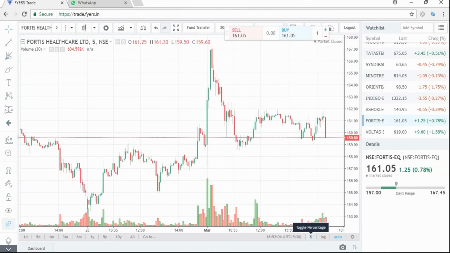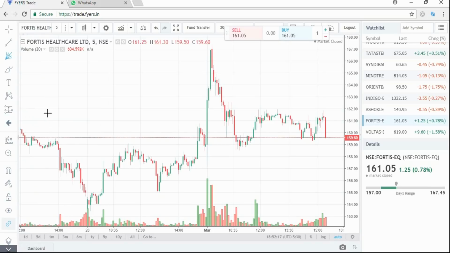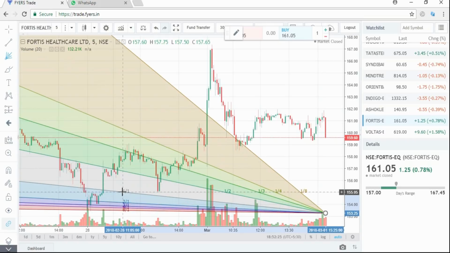Most of the people don't know how to use this Gann fan, and there are so many methods there, and I'm going to share one method. So the first method is, you select the Gann fan from the indicators list. Here you can see Gann fan. You just select it and connect the previous day opening candle low to closing candle low.